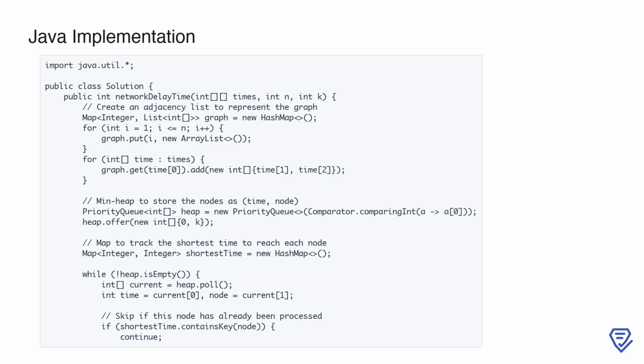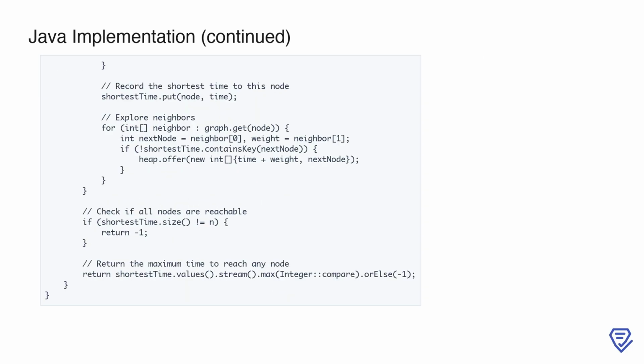As we process nodes, the main loop begins by pulling the node with the smallest travel time from the heap. If this node has already been processed, we skip it, ensuring we don't revisit nodes unnecessarily. If the current node hasn't been processed yet, we record its shortest travel time in the shortest time map. Then, we explore its neighbors by iterating over the adjacency list for this node.